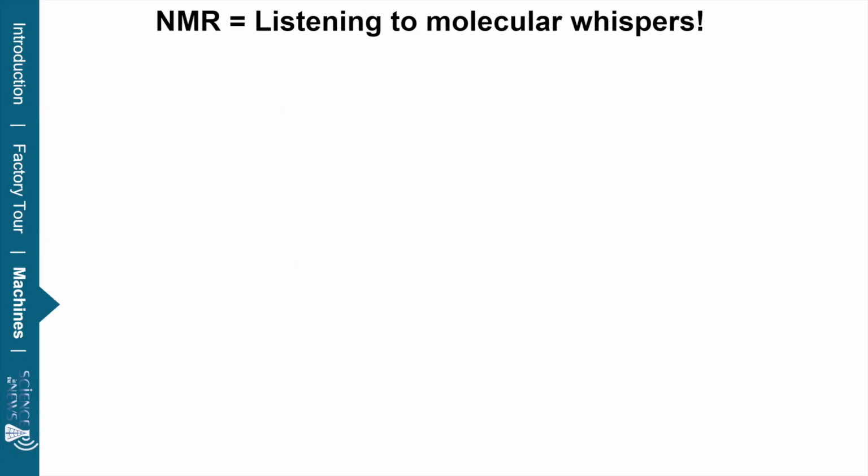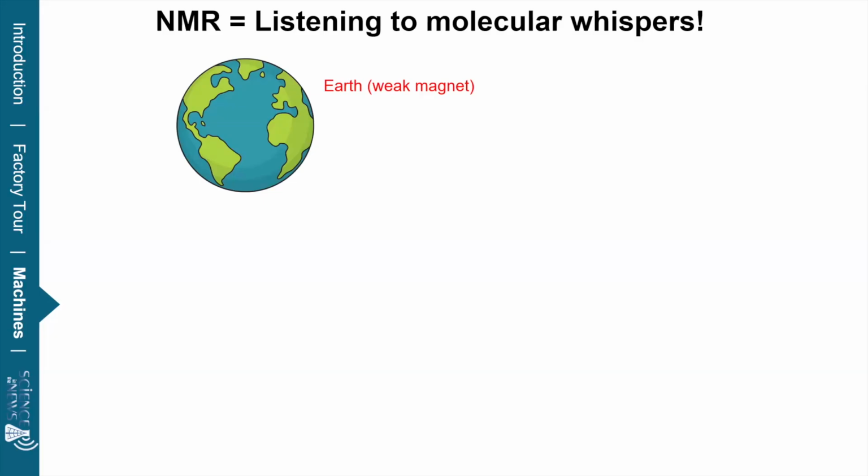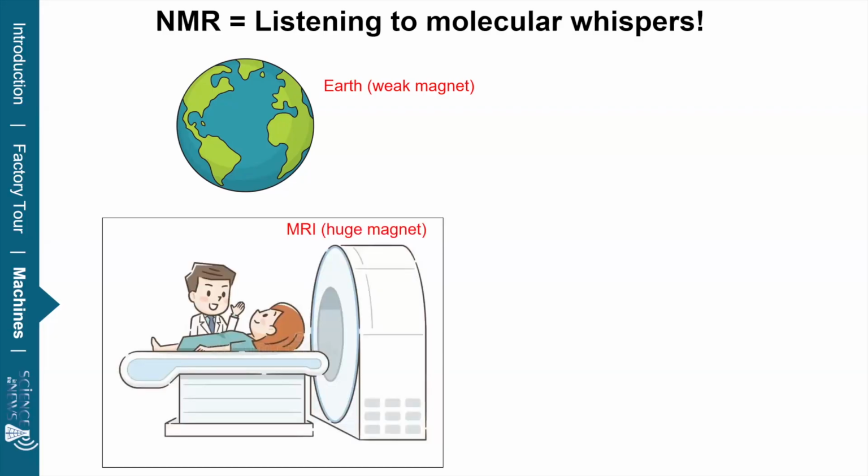So, how in the world do we listen to something so small? We use a remarkable technique called NMR, which stands for nuclear magnetic resonance. Now, that name sounds very complex, but the idea behind it is simple. It's all about magnets. You see this tiny blue marble, or Earth? It's a giant but a very weak magnet. You've probably also seen or heard of an MRI machine in the hospitals. That's a much bigger, stronger magnet used to take pictures of our insides. And the M in MRI actually stands for magnetic.